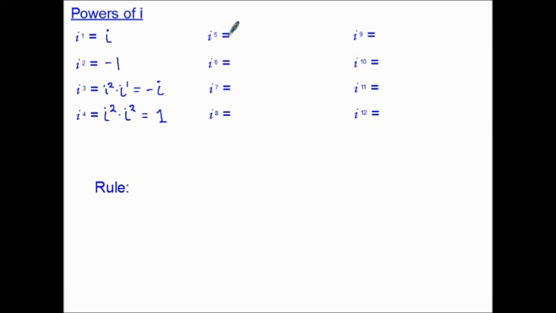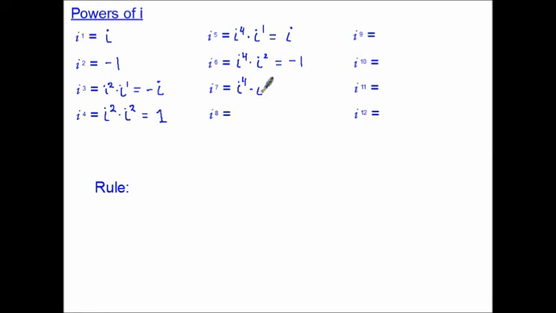Alright, and by no accident I put the i to the fifth up here. Because i to the fifth, I can think of that as i to the fourth times i to the first. Well, i to the fourth is 1. It's convenient. And then i to the first is just i, so this is really 1 times i, which again is just i. i to the sixth, i to the fourth times i squared. Alright, and of course i to the fourth is still 1. i squared is negative 1, so 1 times negative 1 is negative 1. Hopefully you're noticing something here.